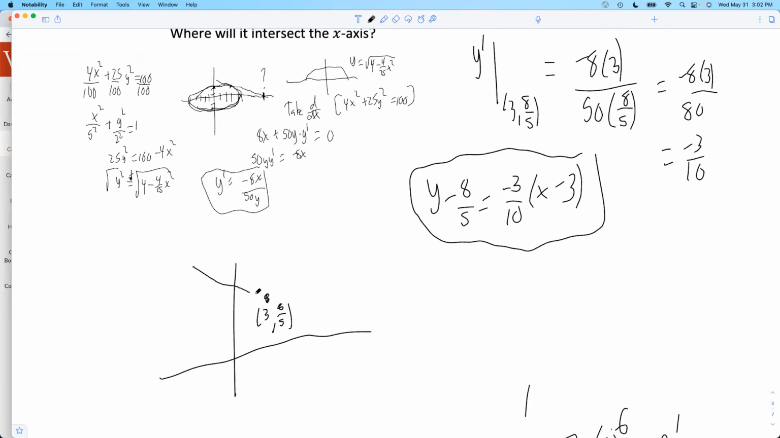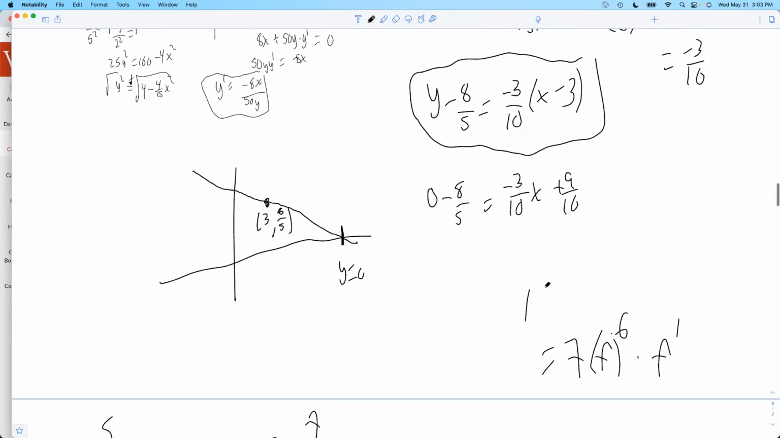This is my line coming through here. I want to know this point on the line. Well, right there, my y value was 0. That's really what I'm finding. Where does y equal 0? So I'm just going to plug in y equals 0 and solve for x. So 0 minus 8/5 equals, again, distribute there, -3/10 x plus 9/10.